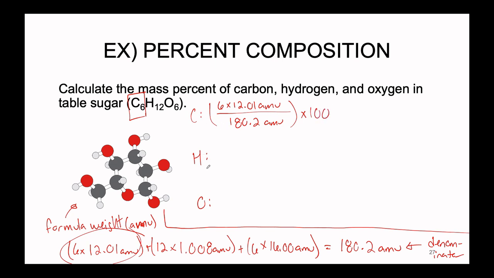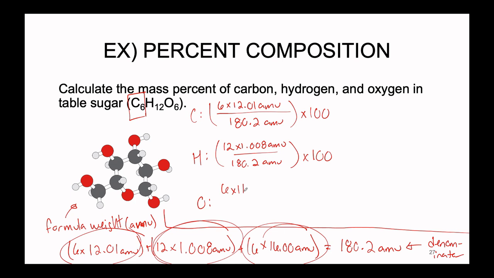But if we continue to set up the rest of these elements before crunching these numbers, we can really see this pattern. Hydrogen's contribution, we can see also down below, 12 times 1.008 AMU, all divided by that 180.2 AMU. And again, percent, so times 100. And oxygen's, we can see last. It's that 6 times 16.00, all divided by 180.2 AMU. And again, all times 100.